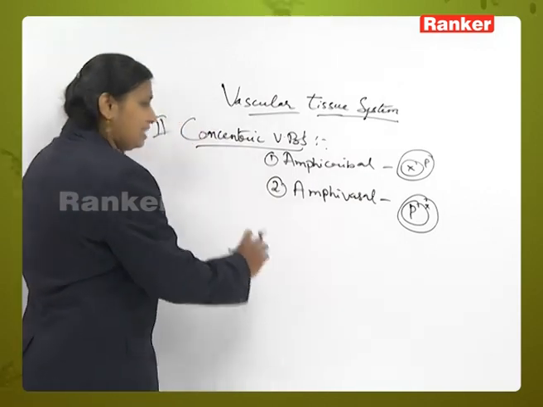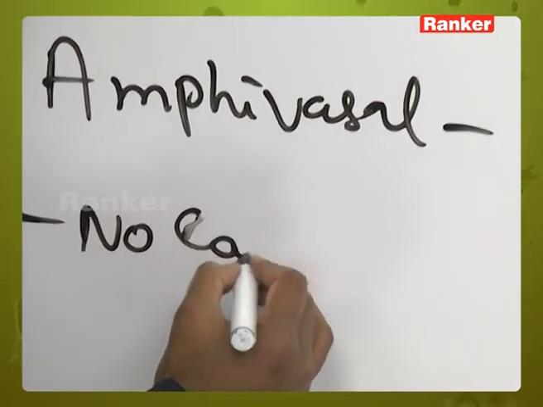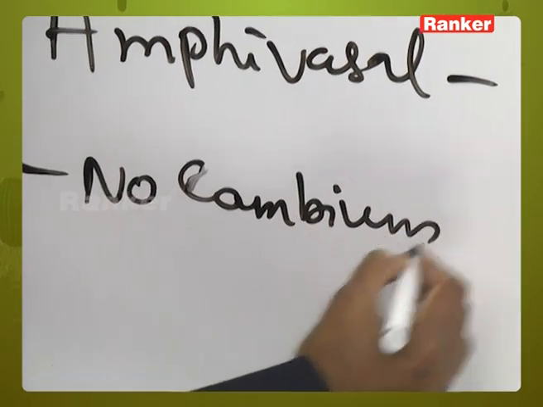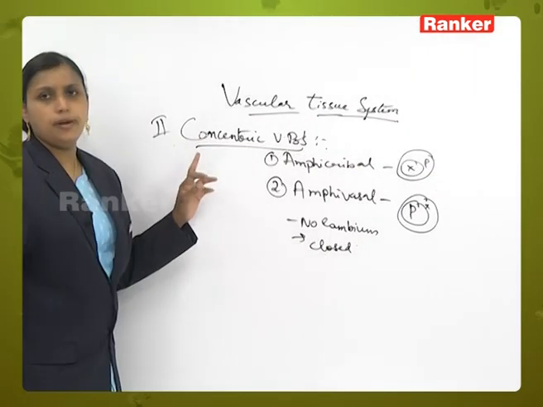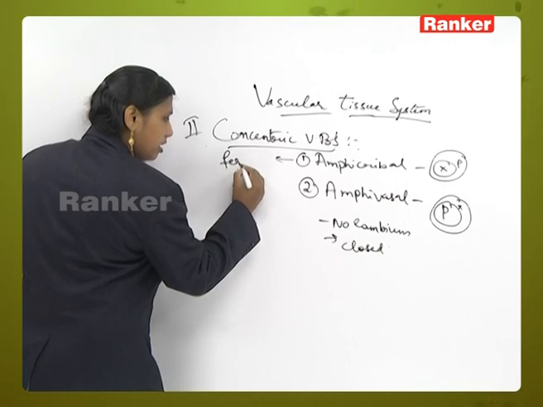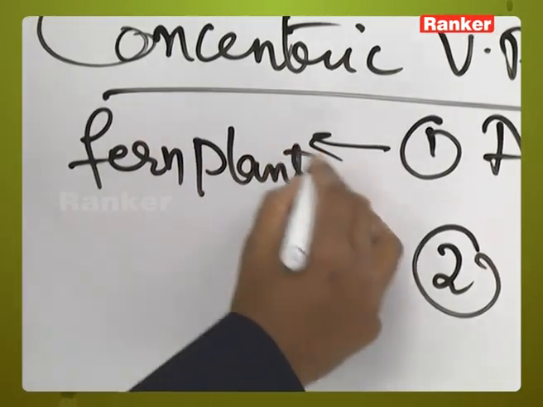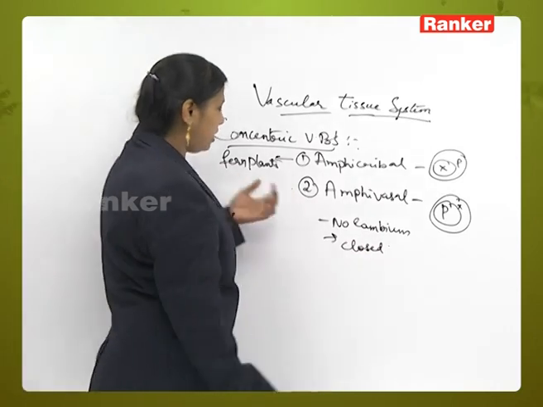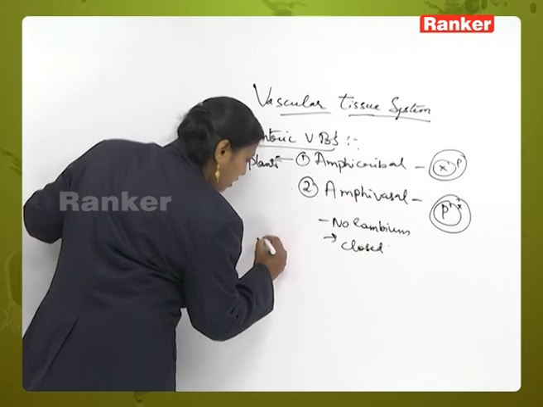As there is no cambium present here, all these are closed concentric vascular bundles. Now where do you see amphicribal? You will see the presence of amphicribal vascular bundles in fern plants. And amphivasal are very rare in occurrence. You will see them in medullary bundles.